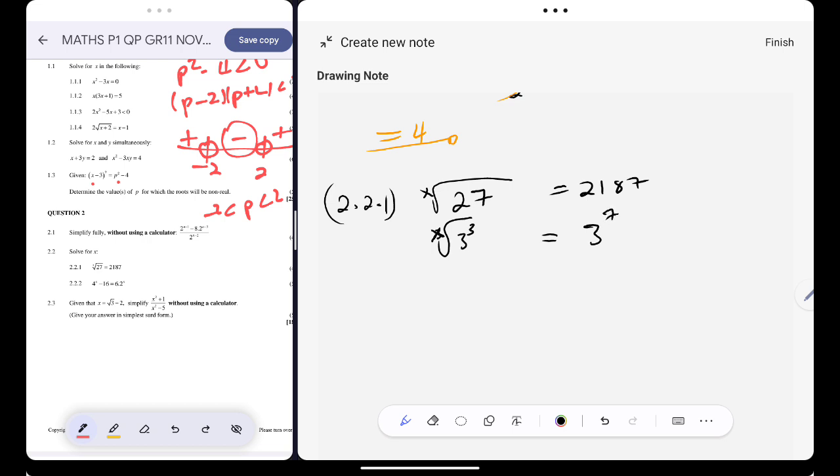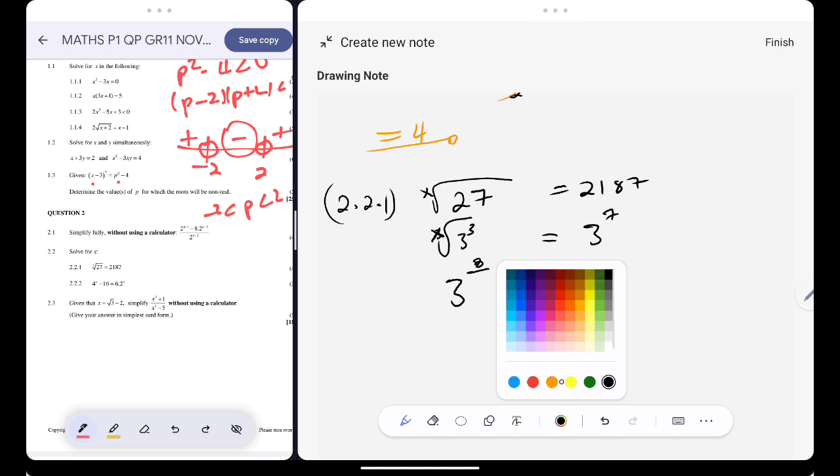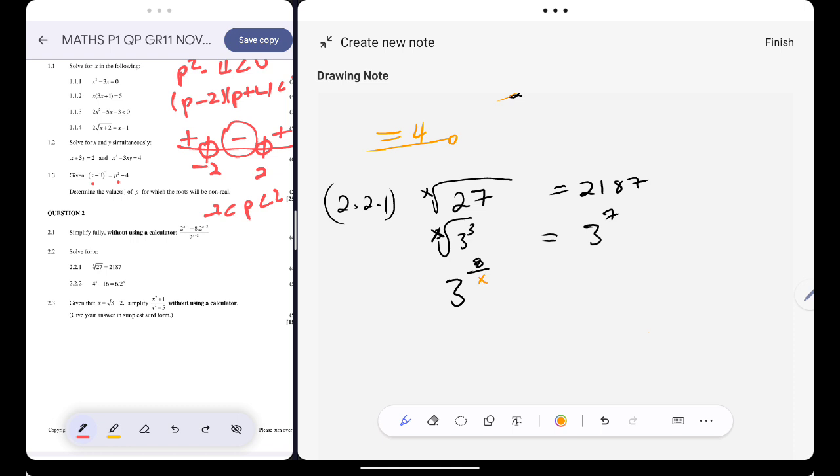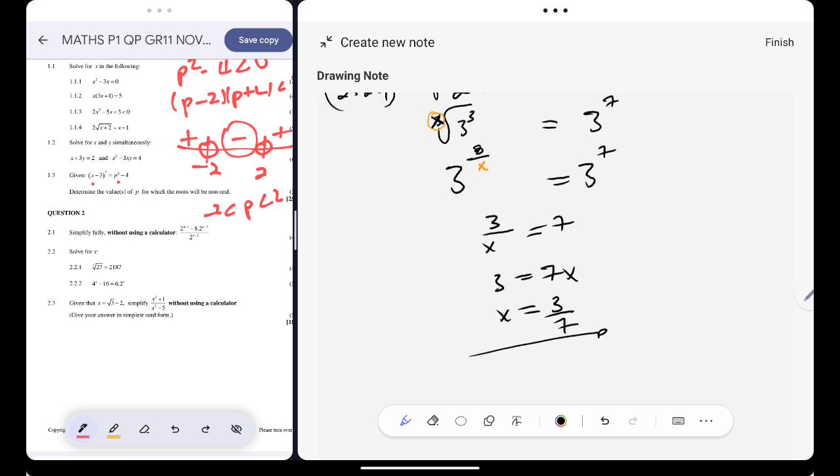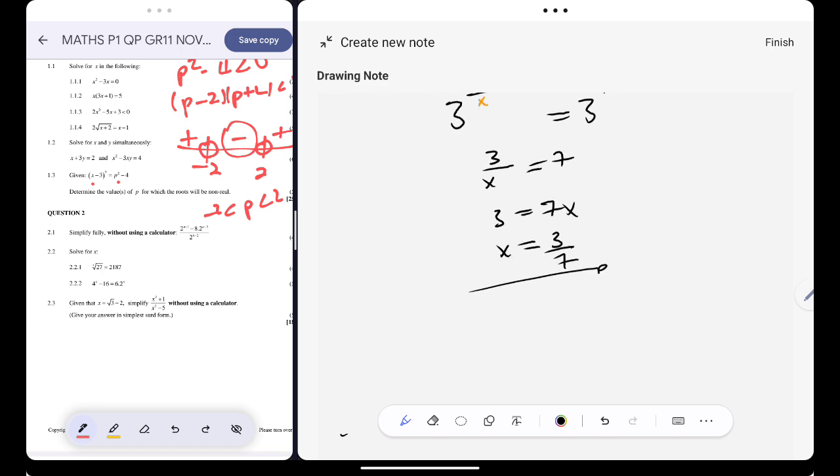If you have a situation like this, please note that the root of the number is always the denominator of your exponent. This x is the denominator of my exponent. This thing is equal to 3 to the power 7. Now I have my bases to be the same, I can just solve x. I can simply say 3 over x is equal to 7. 3 is equal to 7x. That means x is 3 over 7. And then I'll move to 2.2.